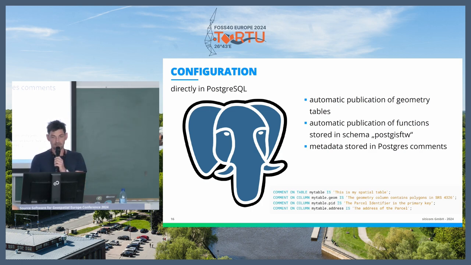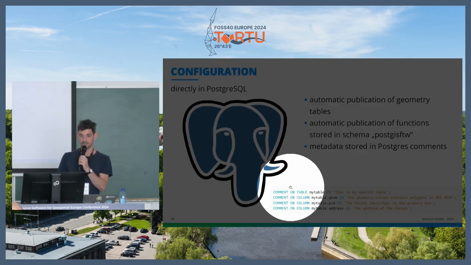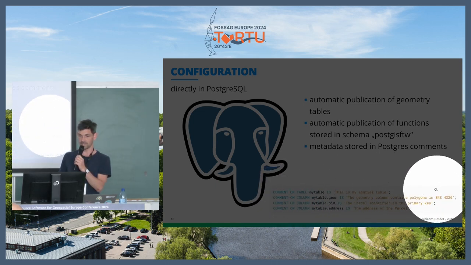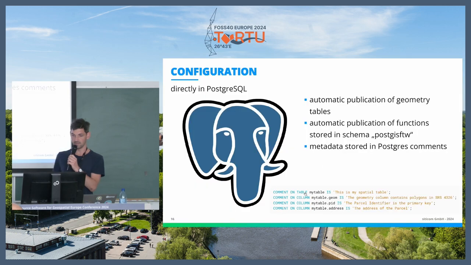There's also a schema which stores a lot of functions, which you can also execute later on with PG Feature Serve. And one interesting thing is that metadata is also stored inside the database directly, so you can use the comment functionality in Postgres and write some comments about your table, column, and so on, and it will be visible in the OGC API Features. So they basically try to move most functionality that's possible inside PostgreSQL, and this can be quite elegant.